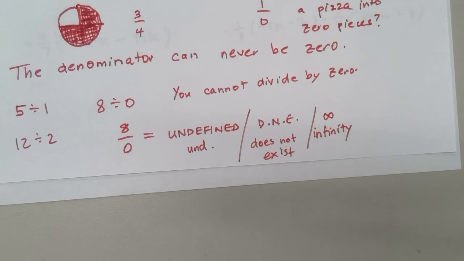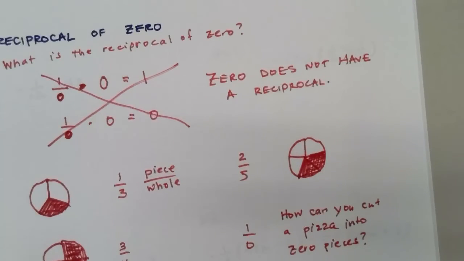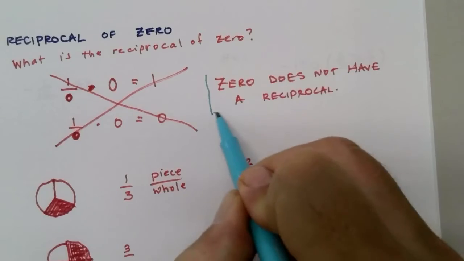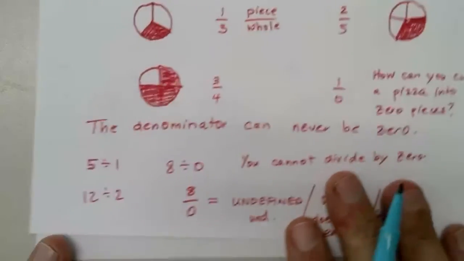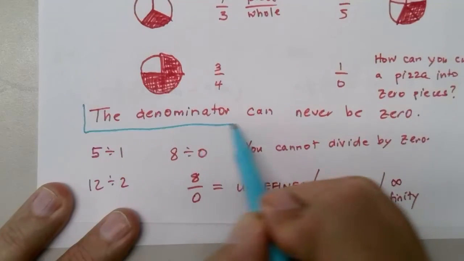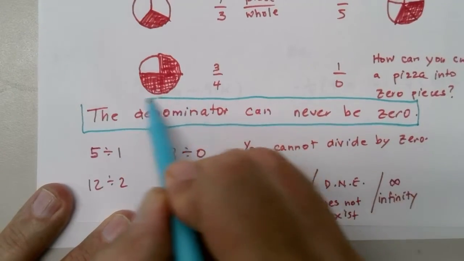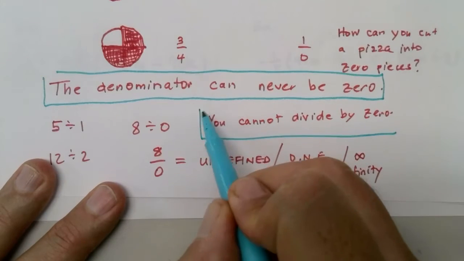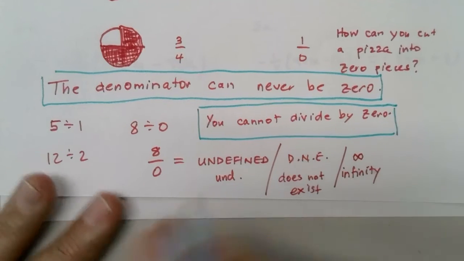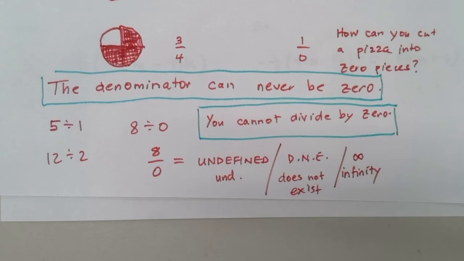And I want you to understand this. One way to say it is 0 does not have a reciprocal. The second way to say it is the denominator can never be 0. And the last way to say it is you cannot divide by 0. This is an incredibly, incredibly important concept. And I can almost promise you that every one of you is going to miss one this year, even though right now it seems pretty easy.